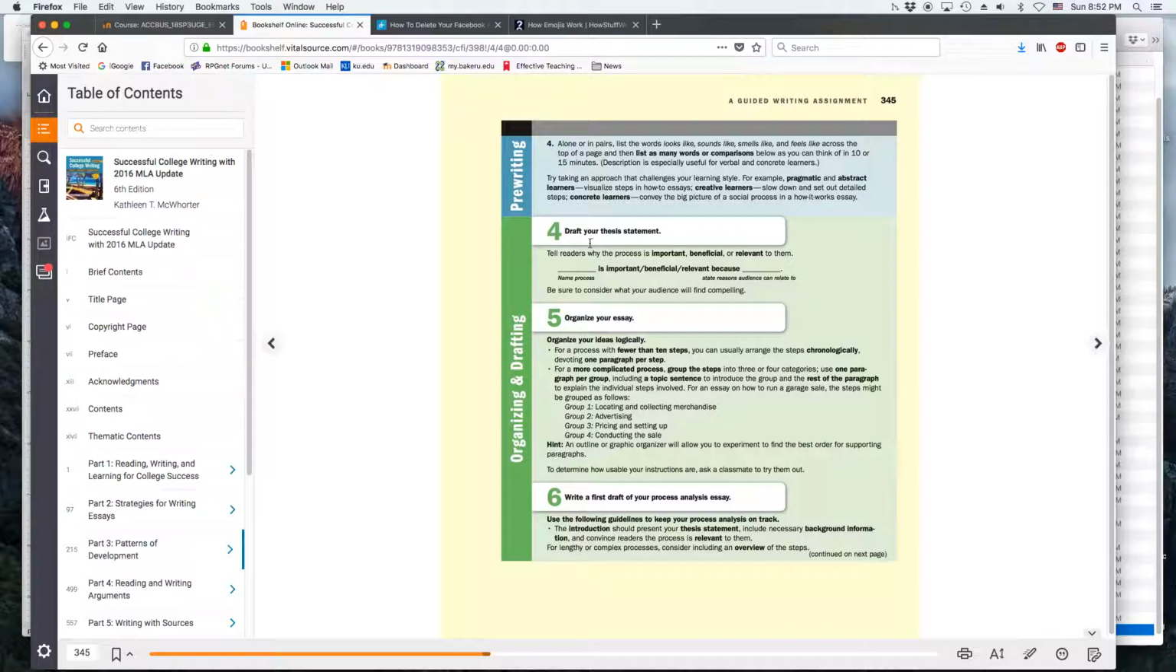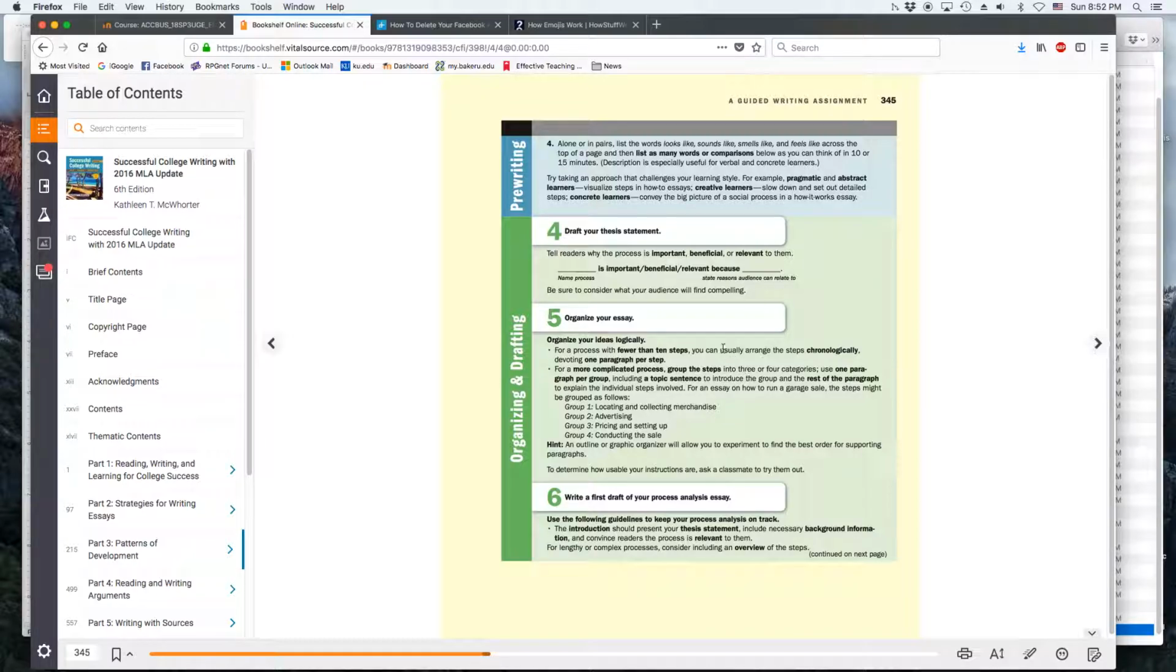That sort of stuff. Draft a thesis statement. Remember, a thesis statement not only mentions the topic, but also mentions something about that. So this is why you would care about this topic, why an audience member would care, or what they may want to do with it, or that sort of thing.